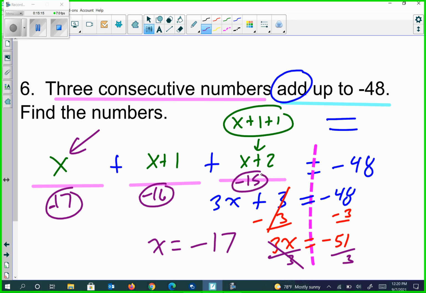Are negative 17, negative 16, and negative 15 consecutive numbers? Yeah. They're all three negative. Agree? Yeah. If I add negative 17, negative 16, and negative 15 together, I should get negative 51. If I don't, I made an error. Good? Happy? Make sense? Oh, hang on, you're correct. It equals negative 48? It does? Equals negative 48. You added them up, and that's what we wanted it to.